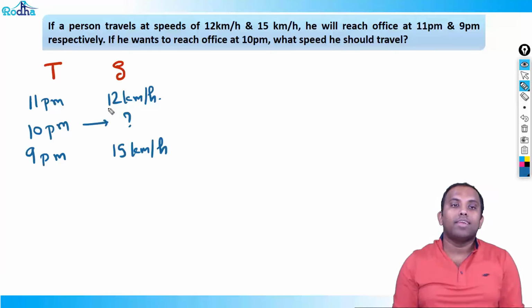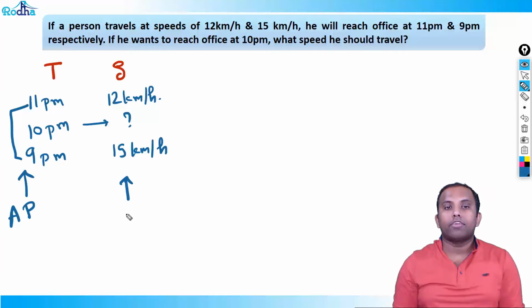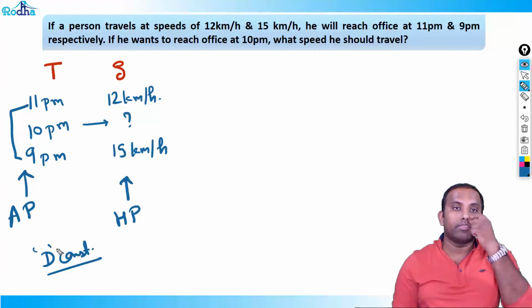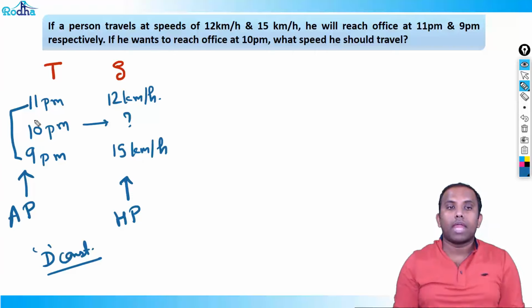Again the same thing. See, 9, 10, 11: time intervals are in AP. Speed has to be in HP because distance is constant. We're talking about some particular distance, the same distance for all these three cases. So distance is constant. If time is in AP, speeds have to be in HP.